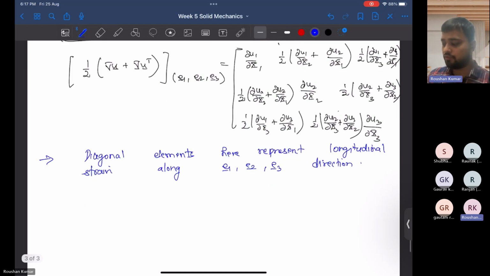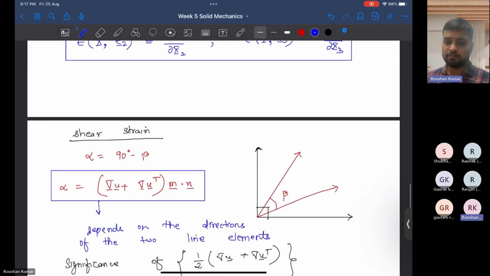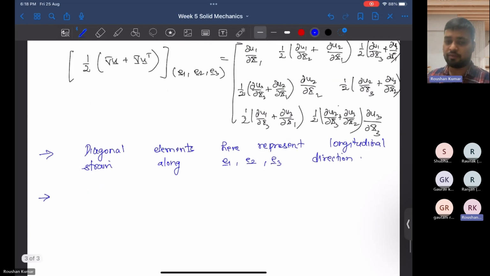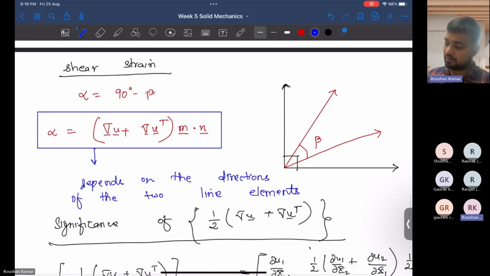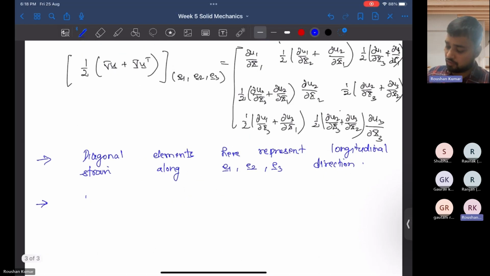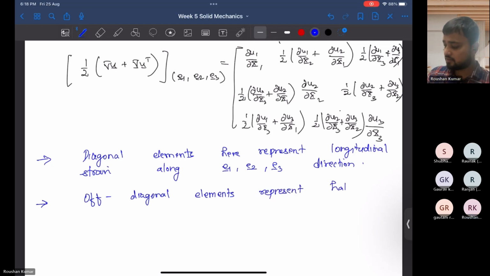And for the off diagonal elements, if we see the value of the shear strain, that is grad u plus grad u transpose m dot n, and here it is half. So we can say that the off diagonal elements represent half of the shear strain, that is gamma by 2. Shear strain is also denoted by gamma, which I will use later on. So the off diagonal elements represent half the shear strain.